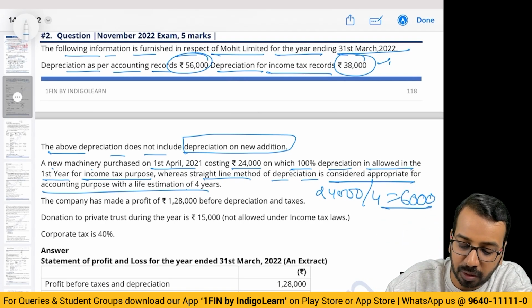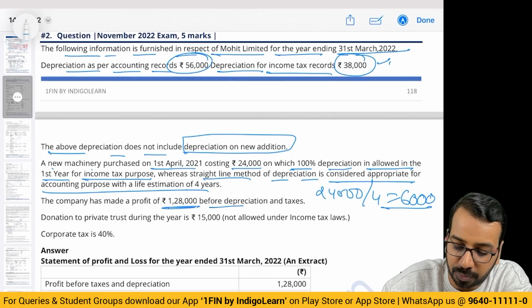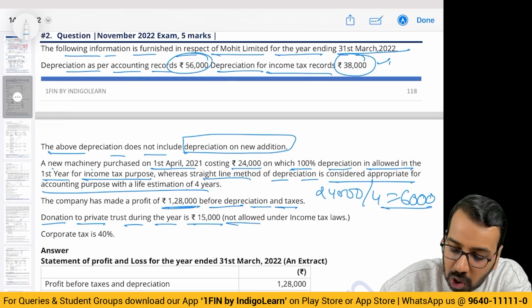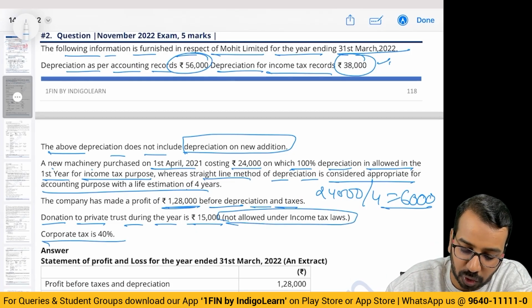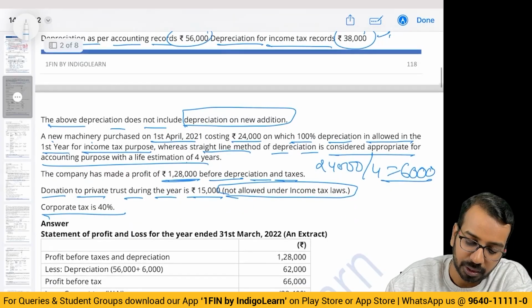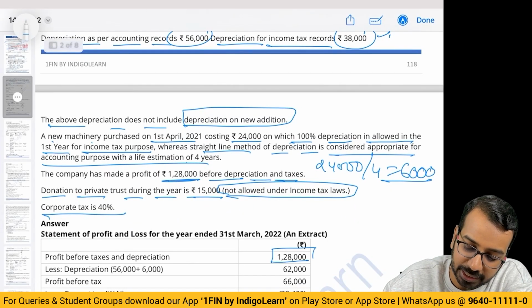The company has made a profit of 1,28,000 before depreciation and taxes. Donation to private trust during the year 15,000 not allowed under income tax laws. Corporate tax rate is 40%. Right. Now here profit before depreciation and taxes is given as 1,28,000.